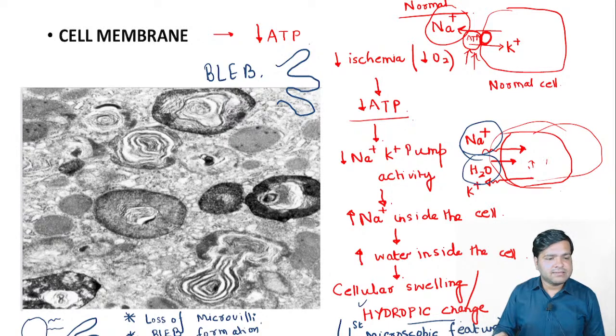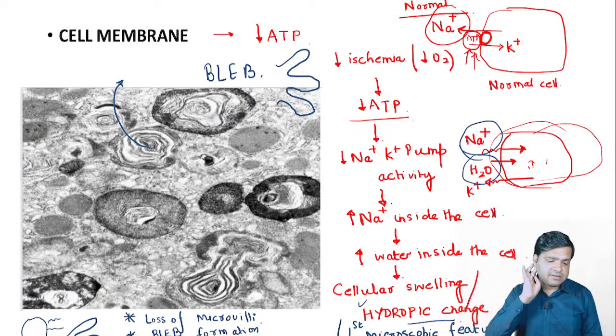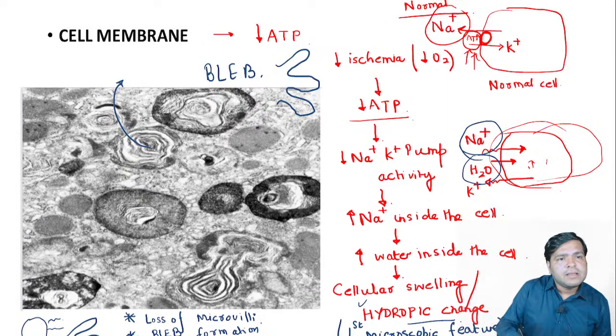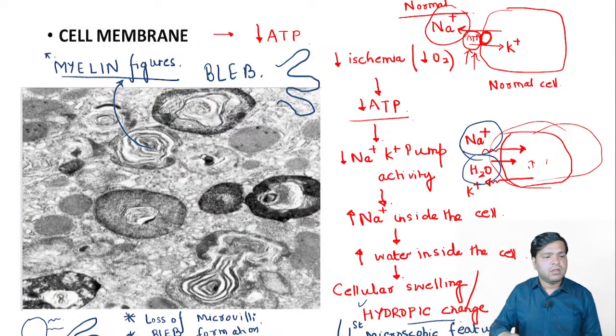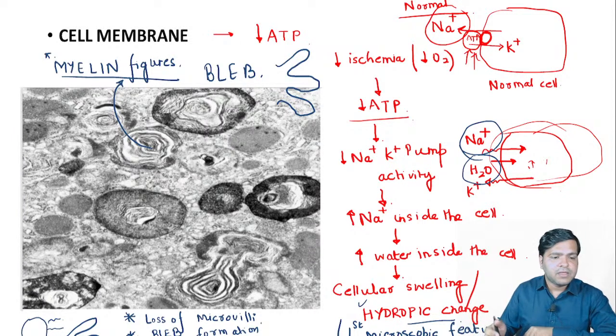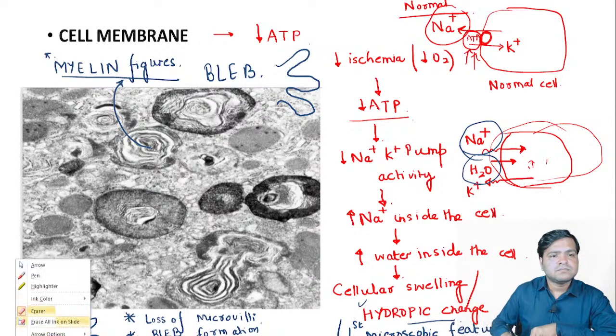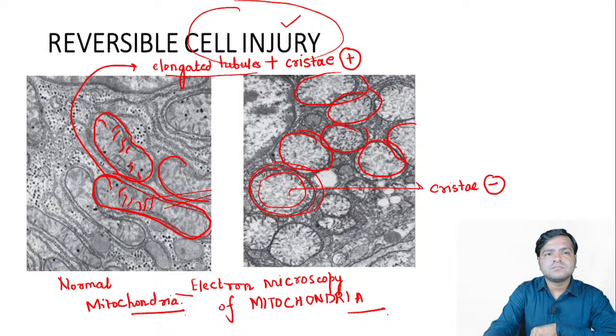And apart from that, guys, you will be able to see, very importantly and very characteristically, the presence of myelin figures. That is one of the most important damages which you are able to appreciate over here. So we will write about myelin figures right now. I'm just writing it over here.